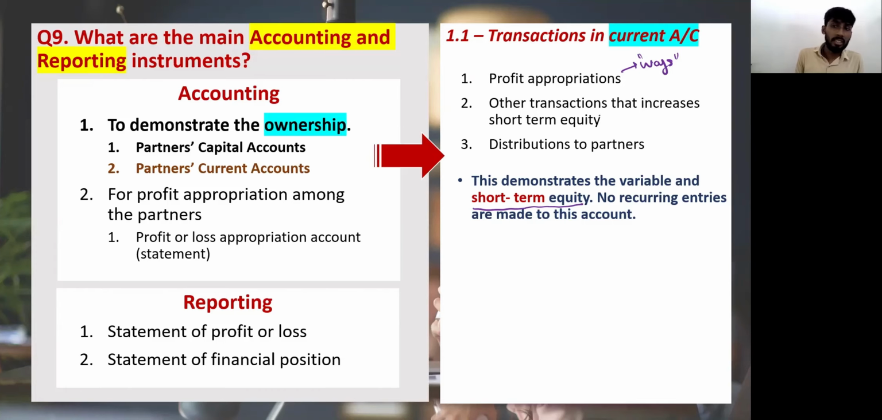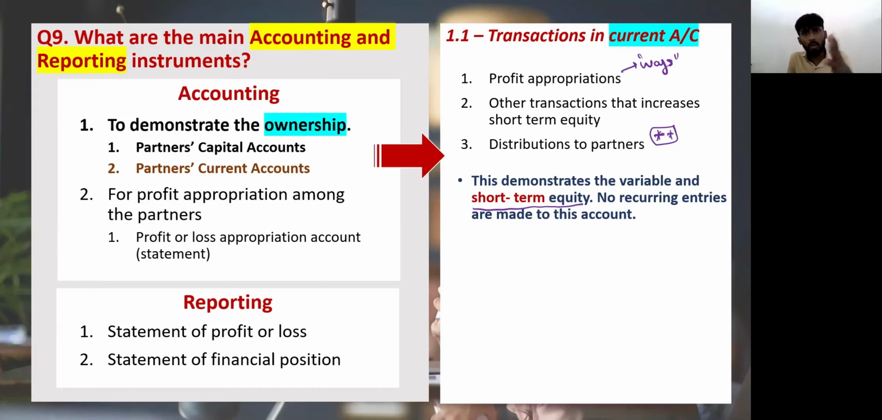And then other transactions that increase the short-term equity and the distributions to the partners. These transactions will be separately explained in another question. So nothing to worry. Just keep in your mind that any transaction affecting the short-term equity will be recorded in the current account.